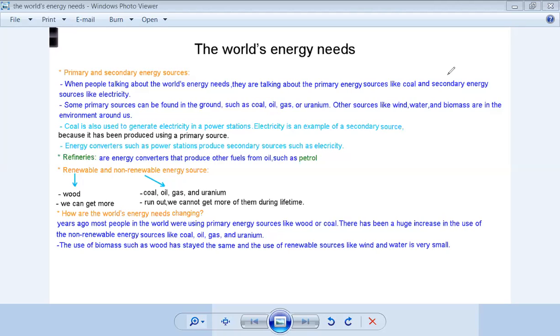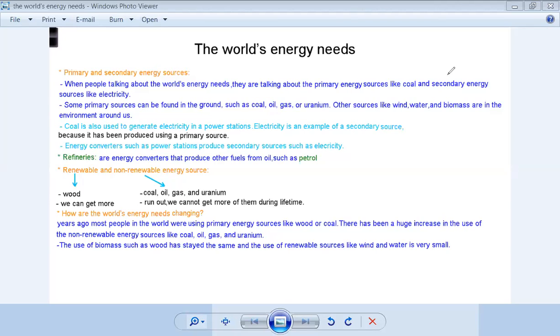Energy converters such as power stations produce secondary sources such as electricity. So here the converters of these primary sources are the power stations. If we convert this primary source using a converter, we can produce a secondary source. Is it clear? Yeah.